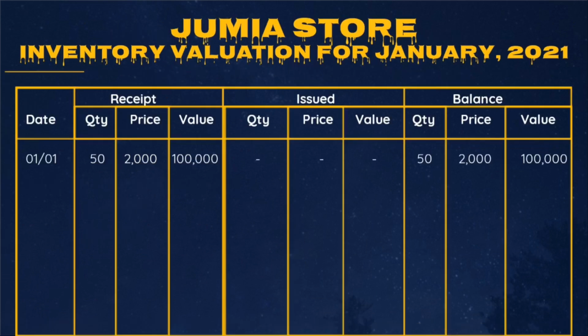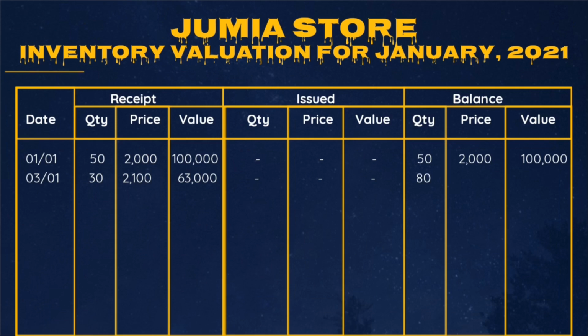So January 3, that is 0301, the quantity 30 bags of cement, price 2,100, while the value is 63,000. Under the issue, that is going to be dash dash dash, since we are not having information about that. So under the balance we have 50 in the store before. Now they are bringing 30. That will be 50 plus 30. That will give us 80.